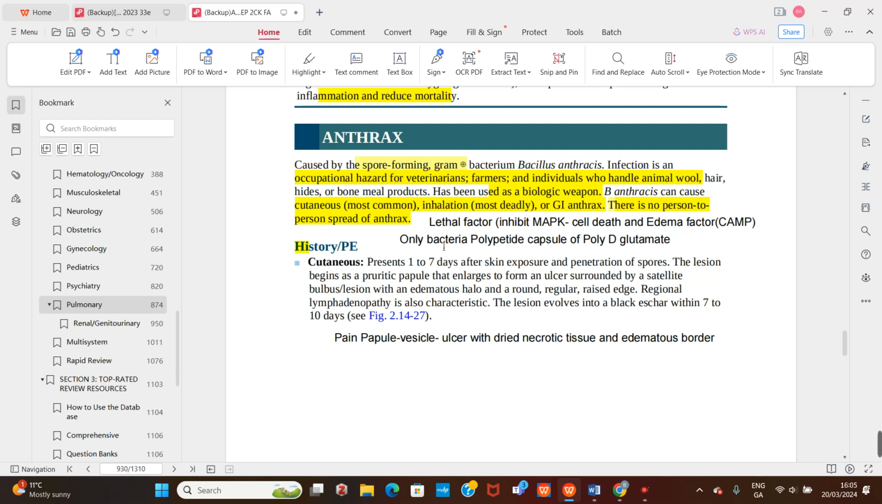So anybody that takes in bone meal can get the GI one. Anybody that inhales the spore from the animal wool or the hair can get the pulmonary one. Anybody that has any form of traumatic inoculation of the spore into the skin can get the cutaneous one.